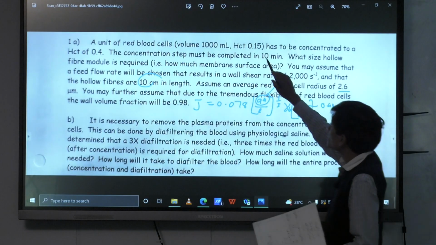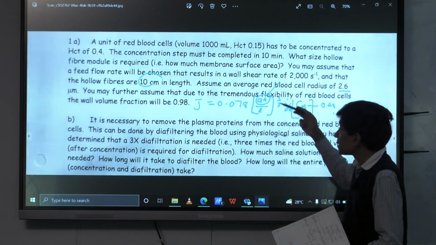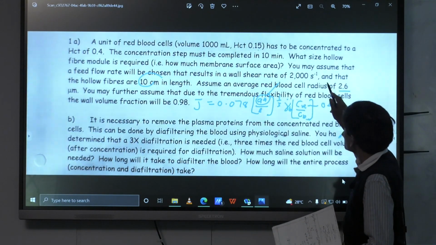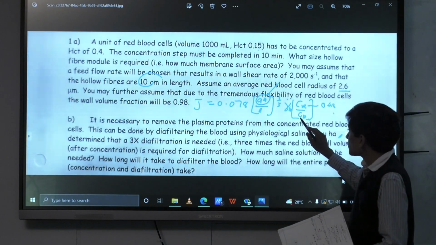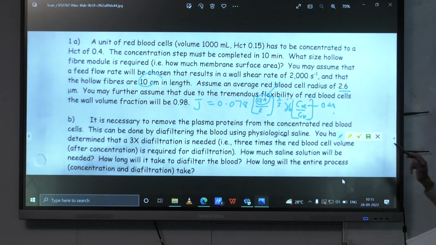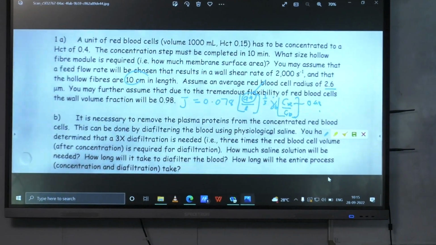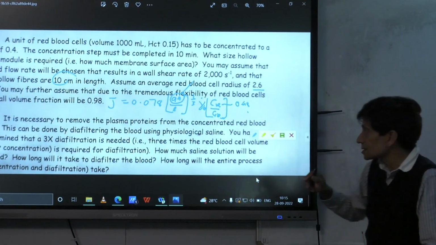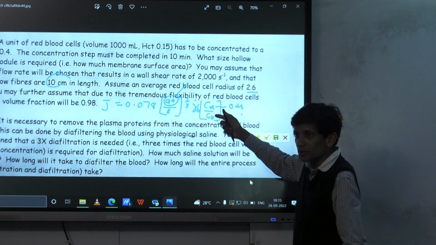For the bulk concentration, we could use 0.15, and if you use 0.15, you will get a flux. But ultimately, we're going to end up at 0.4, the final concentration, and another flux. Is the flux higher or lower at 0.4 compared to 0.15? Lower. Yes. You can say it from the equation because this log term will be smaller.